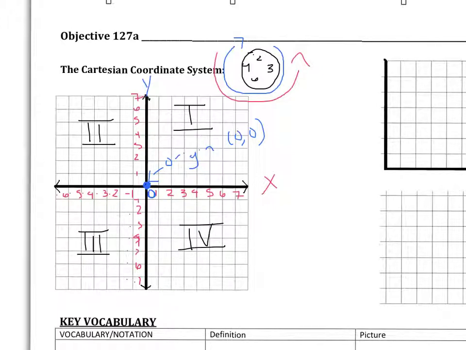You'll notice that I wrote the different quadrants using Roman numerals. That's how we write quadrants. We'd never use numbers like 1, 2, 3, 4. We always use Roman numerals.